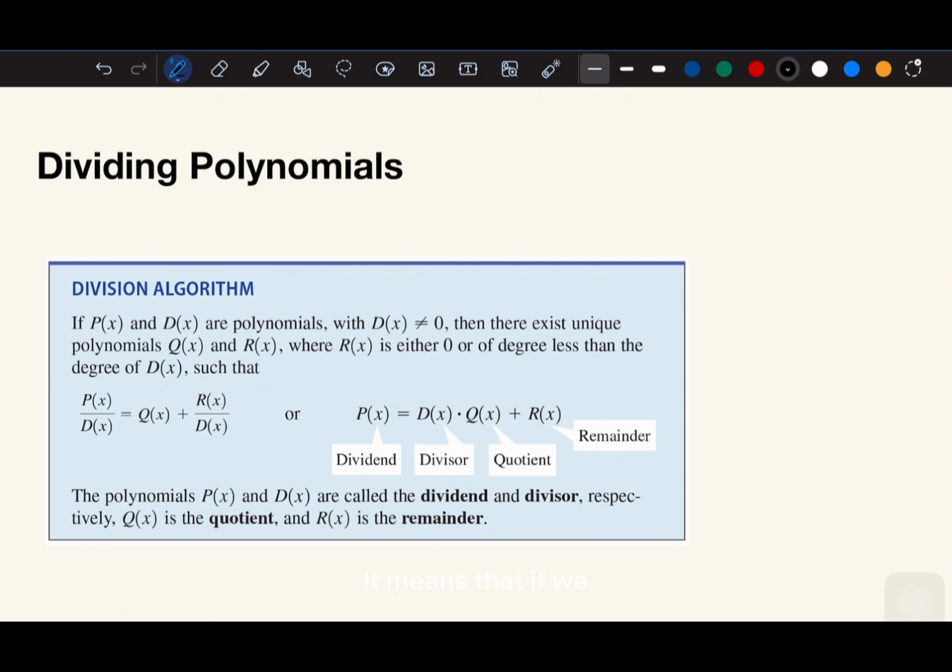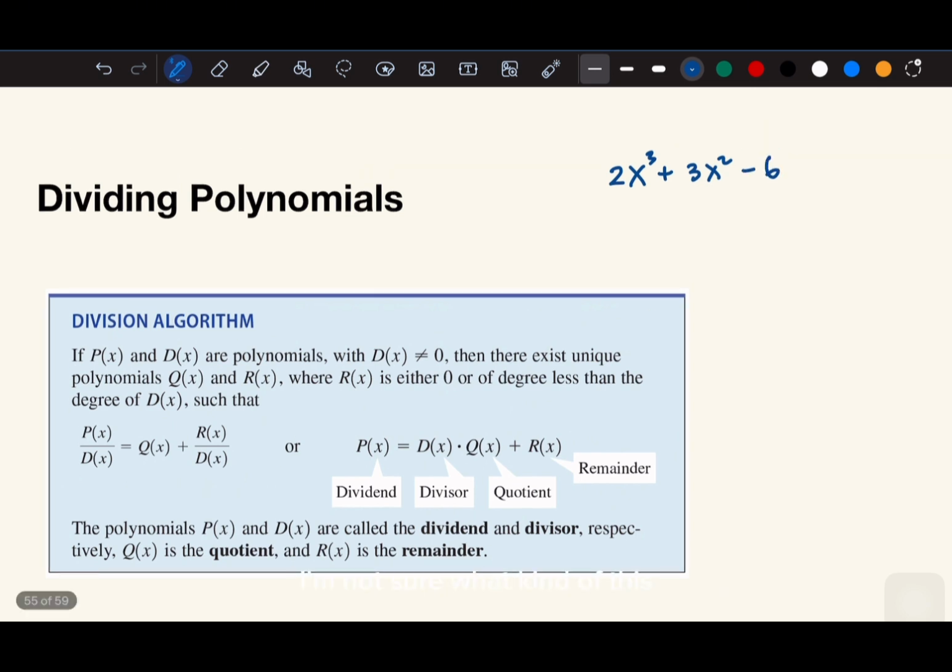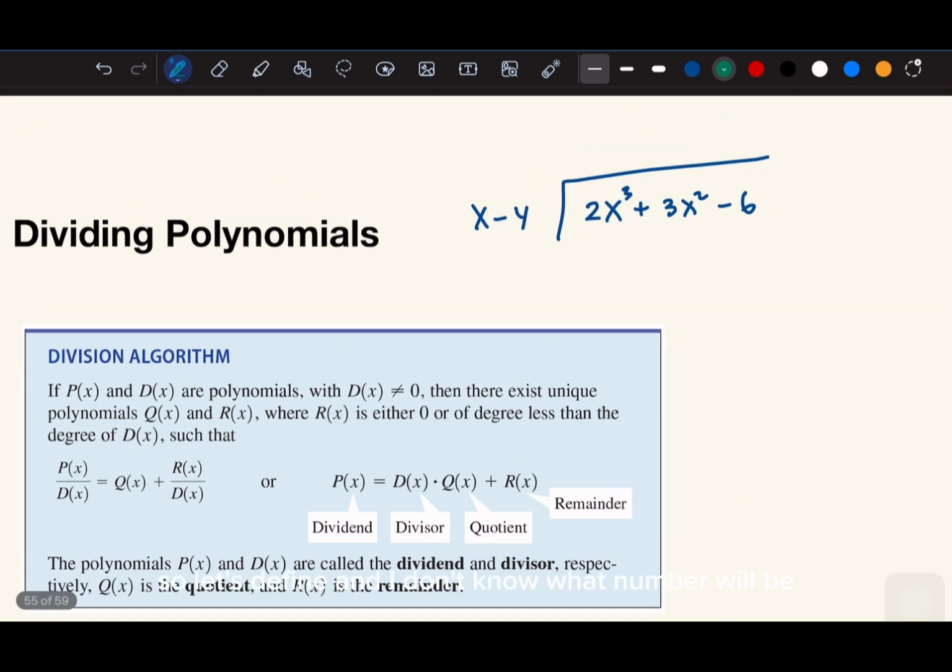So for example, if you would like to divide 2x cubed plus 3x squared minus 6. Really random, I'm not sure what kind of number this is. Maybe we divide by x minus 4. Okay, so let's divide, and I don't know what number it will be.